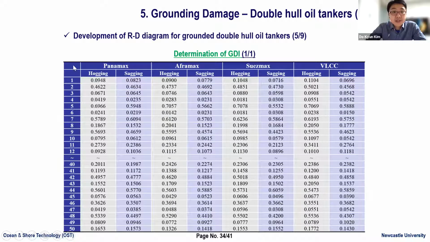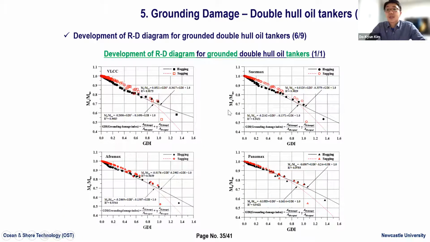So 4 different vessels like Panamax, Aframax, Suezmax, and VLCC, and 50 cases. We have just shown selected cases, but we have calculated all 50 cases, and the vertical hogging and sagging cases. So in total, for one vessel, Panamax, we calculated 100 simulations. So in total, we simulated 400 cases, and one case might take about 5 minutes. So you can imagine how we simulate the damage scenarios.